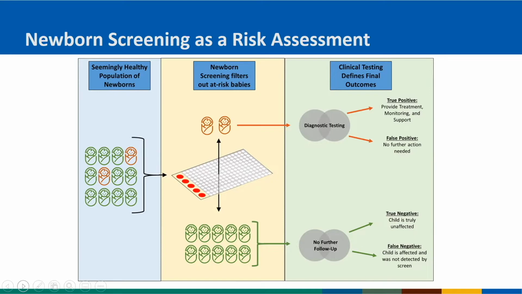And these screening tests identify those newborns that are at high risk of having newborn screening diseases, as distinct from those who are at lower risk. The newborns identified as having a higher risk must then complete further testing, diagnostic testing, to determine whether the child is indeed affected or is a true positive, or whether the child is actually unaffected or a false positive.